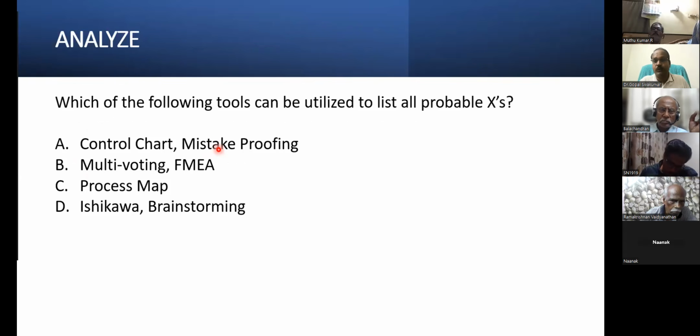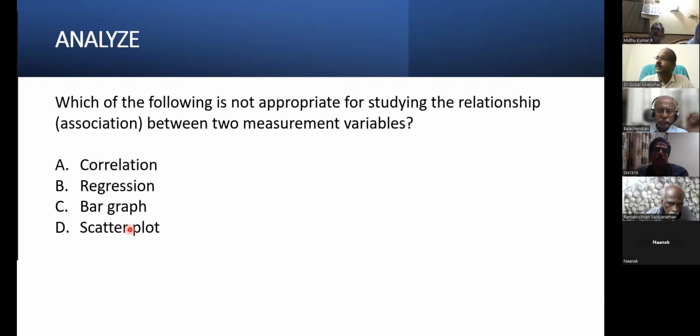Now coming to Analyze. Which of the following tools can be utilized to list all probable X? Ishikawa, brainstorming. Ishikawa is the tool normally we all use. Ishikawa is nothing but your cause and effect diagram or the fishbone diagram. Of course, brainstorming always happens. Which of the following is not appropriate for studying the relationship between two measurement variables?